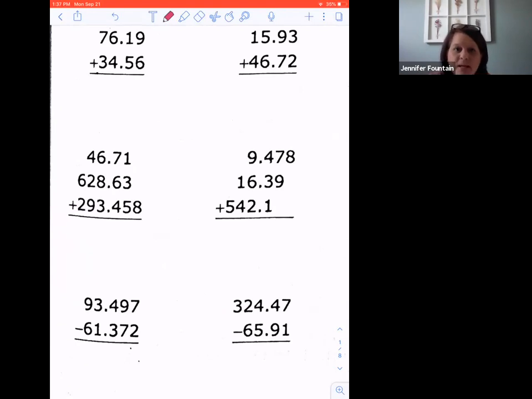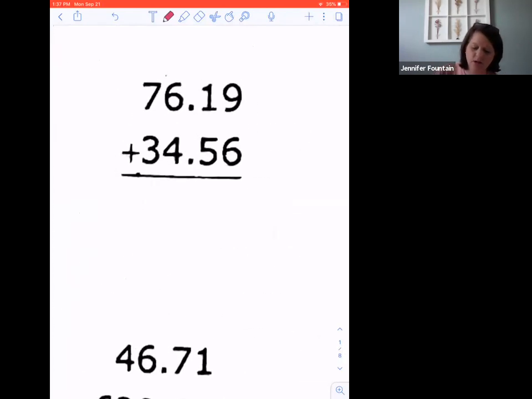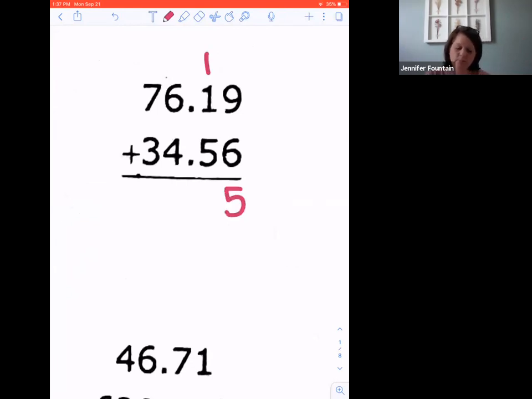All right, so the first one, we have 76 and 19 hundredths plus 34 and 56 hundredths. So I'm going to add, starting in that hundredths column. 9 plus 6 is 15, put down my 5, carry my 1. 1 plus 1 is 2, 2 plus 5 is 7. Go ahead and mark my decimal. 6 plus 4 is going to be 10, so I put down my 0, carry my 1. 7 plus 1 is 8. 8 plus 3 is 11. So 110 and 75 hundredths. Any questions on that one?